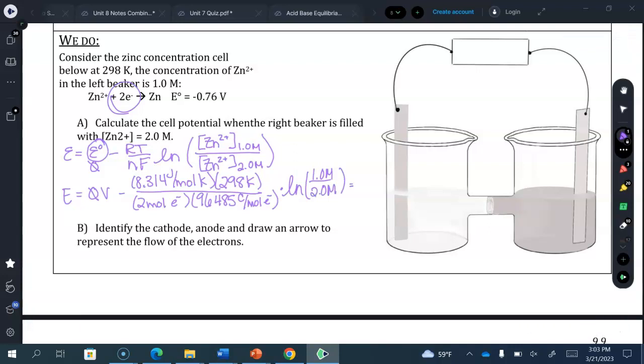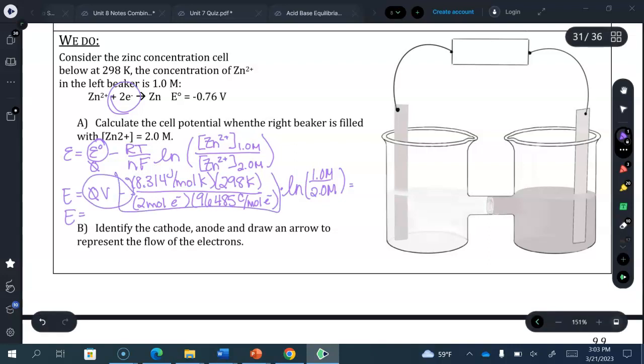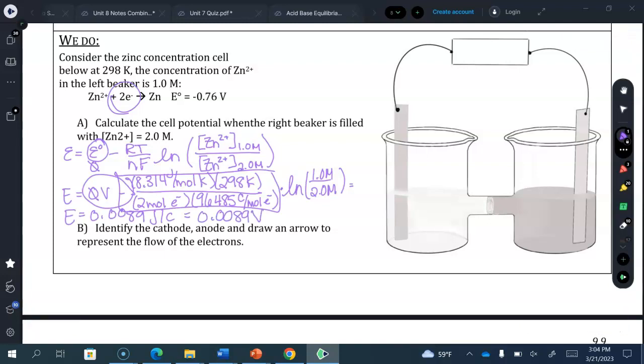Okay, and then plug all this in, and I'm kind of running out of room, so I'll write it here. E is equal to, because this goes away, then we do all this math here, then we multiply it by the natural log of 0.5, because 1/2 is 0.5, 0.0089 joules per coulomb, which is the same as 0.0089 volts. So that is our cell potential for this one.